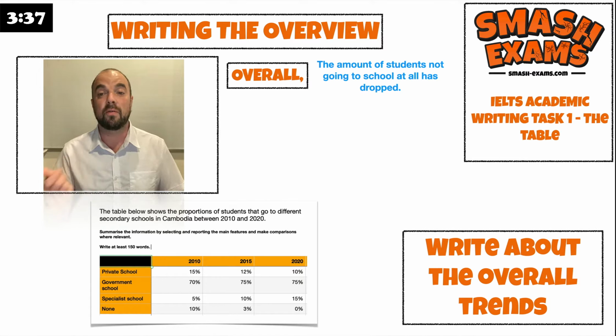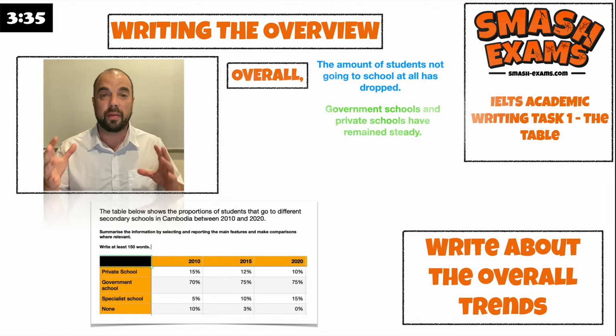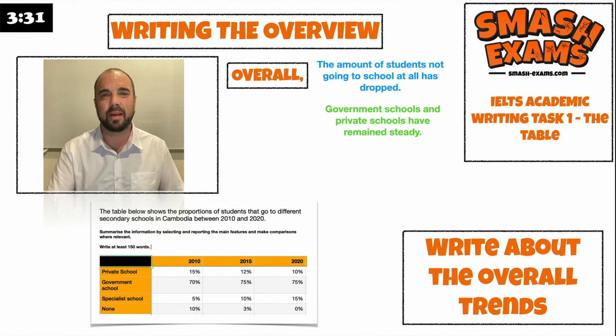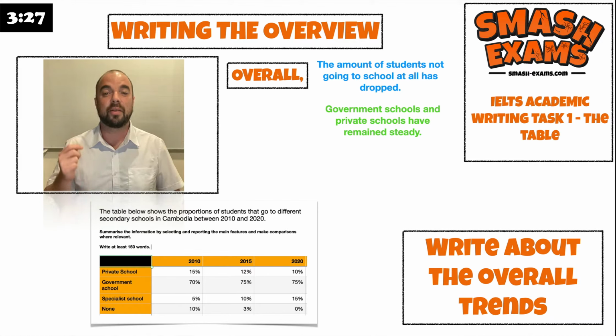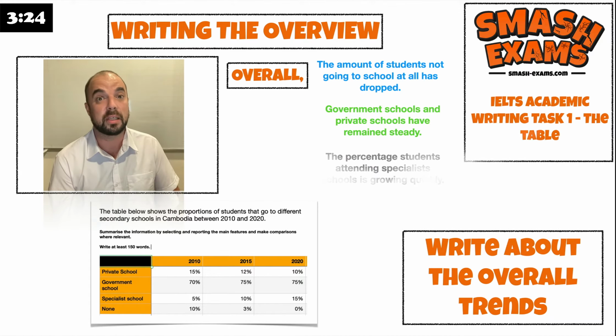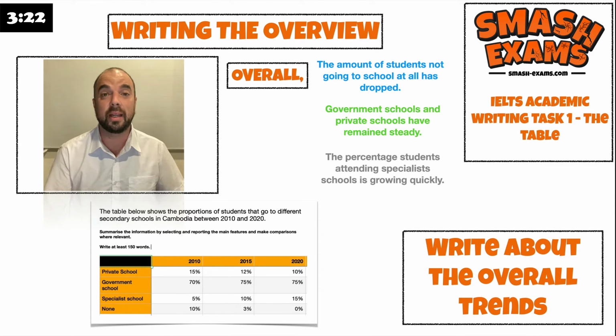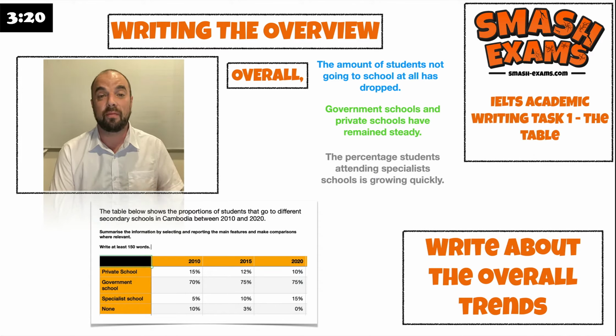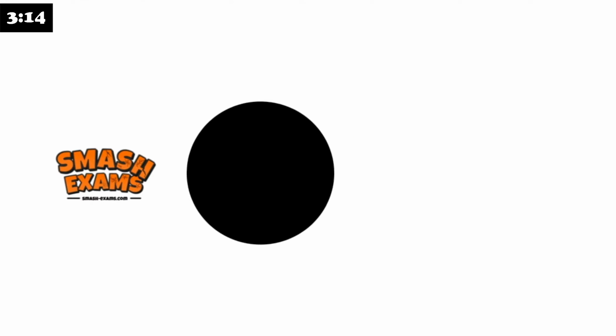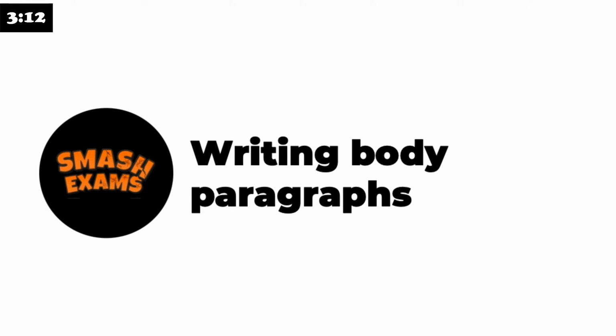We've also seen that government schools and private schools, their proportion of students has remained steady, which means kind of stayed the same. No big dramatic increase or decreases. And we can see the percentage of students attending specialist schools is growing quickly. Again, we don't need specifics in the overview, just talk about the general trends and start with the word overall.